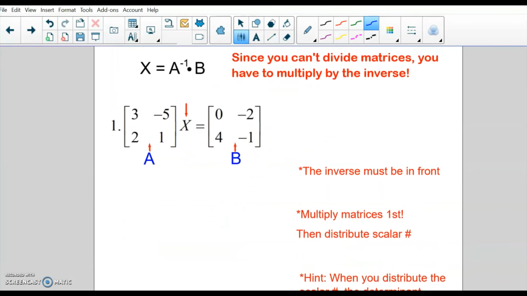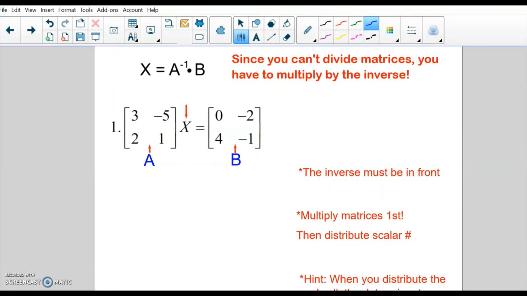So we have this basic little equation that we're trying to follow. We're going to use the inverse of A and multiply it by B. So the inverse must be in front when we do the multiplication. We're going to multiply the matrices first and then distribute the scalar, which would be the determinant, okay? And so let's just kind of get in there and see where we end up, okay?